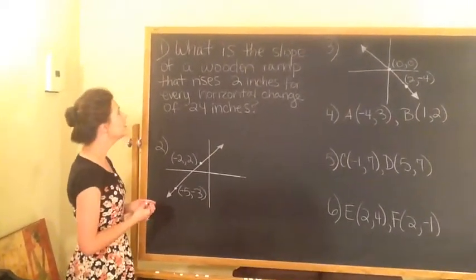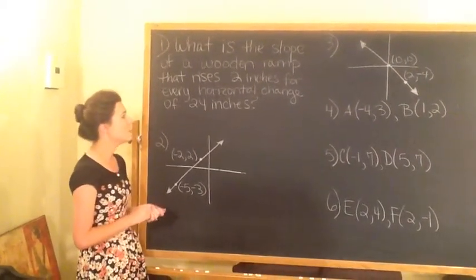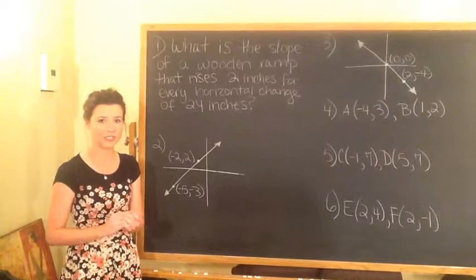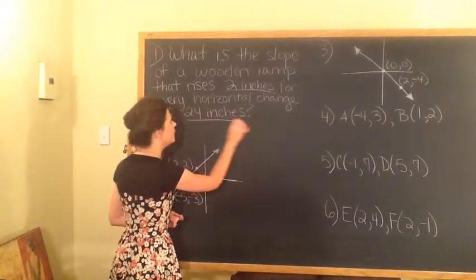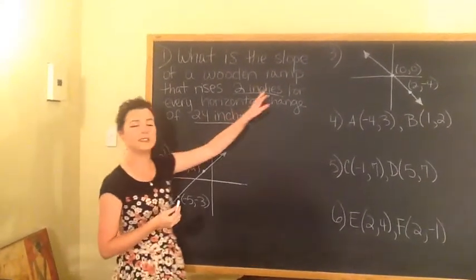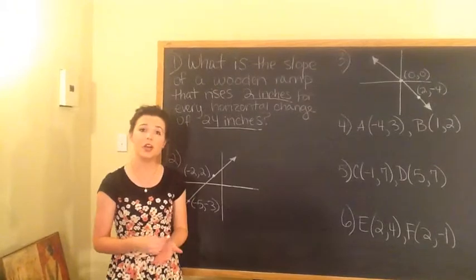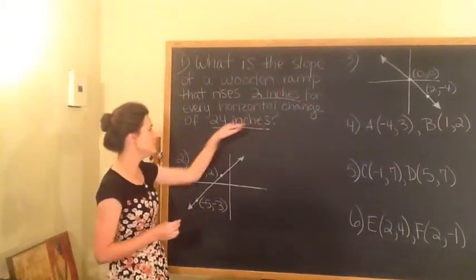It says, what is the slope of a wooden ramp that rises 2 inches for every horizontal change of 24 inches? All right, so what I notice here is that I have 2 inches and I have 24 inches. So the first thing you want to check is to make sure that the units are the same. And in this case, they're both talking about inches, so we don't have to change our units at all. So we have 2 inches and 24 inches.